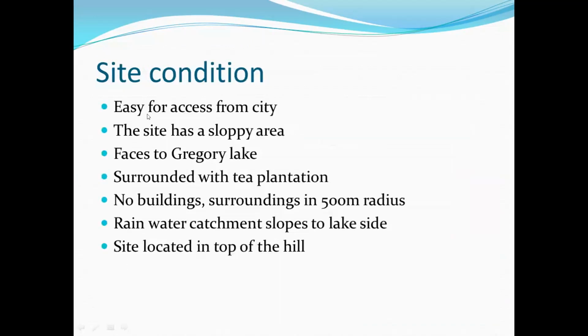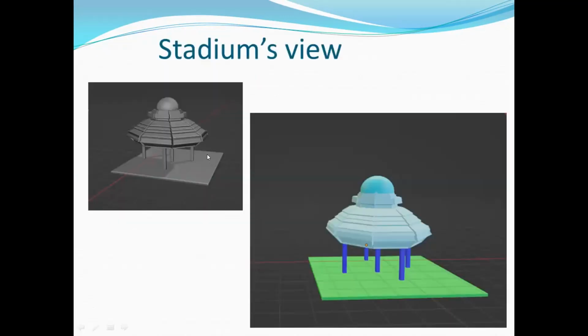And the site condition is easy for access from the city. The site has a slope area and it faces Gregory Lake, surrounded with the tea plantation. No buildings in the surroundings within a 500 meter radius. Rainwater catchment slopes to the Gregory Lake side, and the site is located at the top of the hill. My proposed stadium view is this.